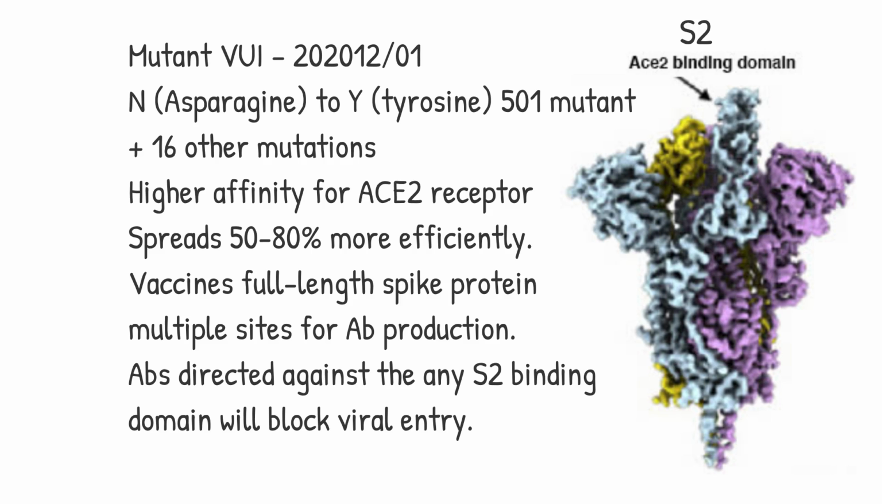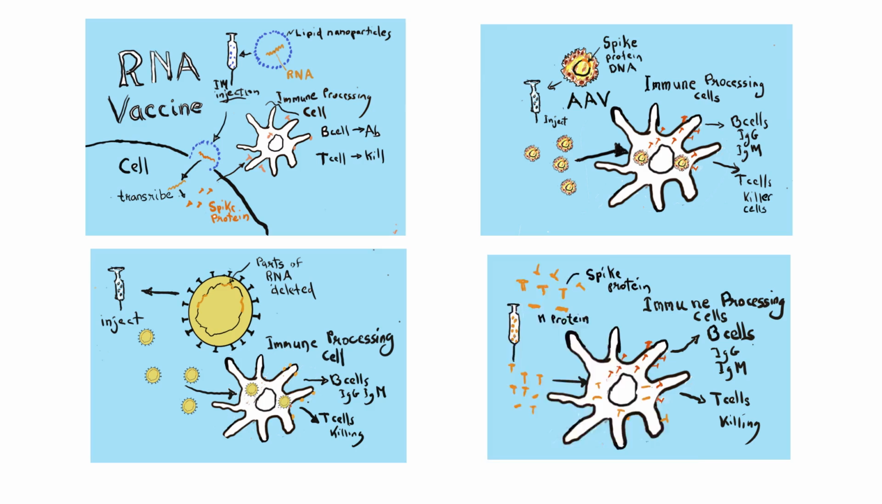Because the vaccines use the full length of the spike protein, they are expected to stimulate antibody and cell-mediated protection responses at multiple sites along the S2 binding domain of the S protein. Therefore, a single mutation is unlikely to reduce protection.